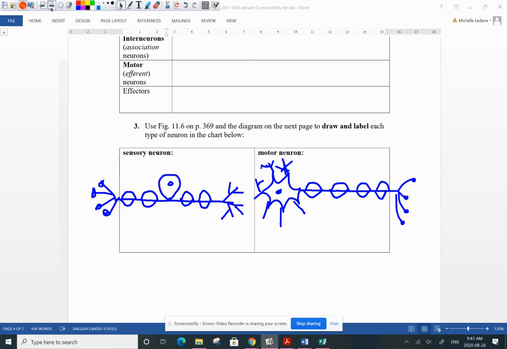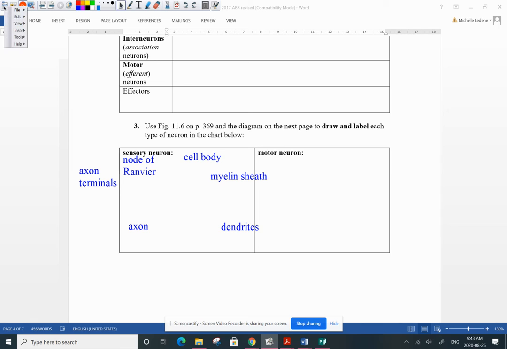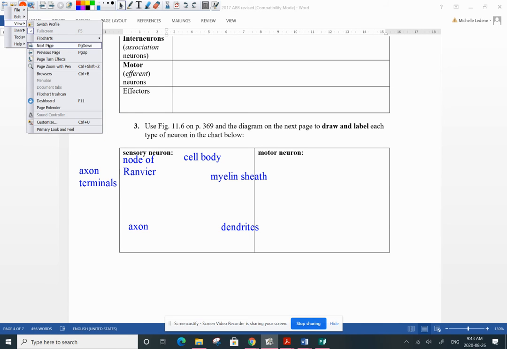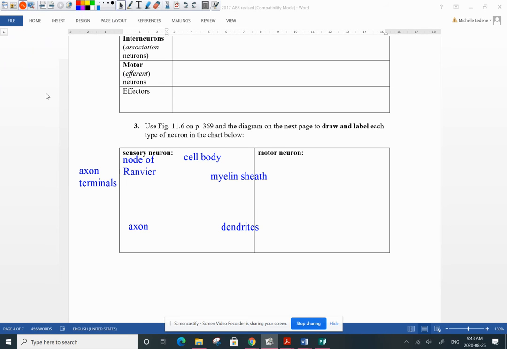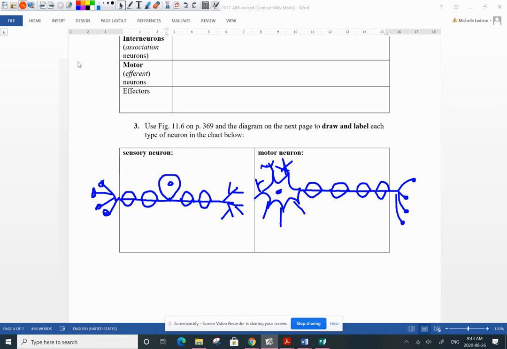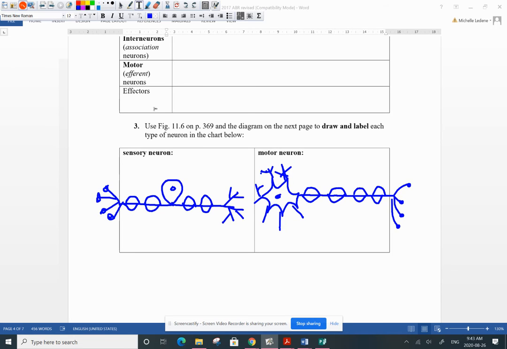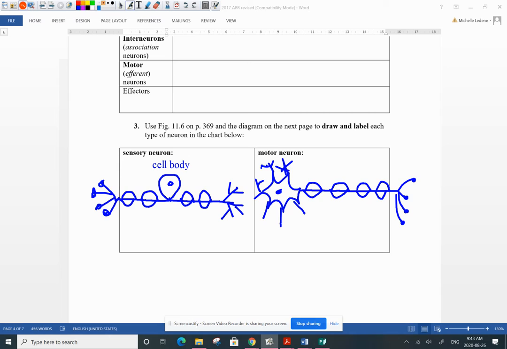Okay, so labeling our sensory neuron. Label means you are adding in the labels, like the words that tell you what the different structures are. Okay, for some reason that didn't work. Okay, so we've got the cell body. So where is it? Well, we write either an arrow or a little stick that is going to point to it. So it's pointing to the cell body.